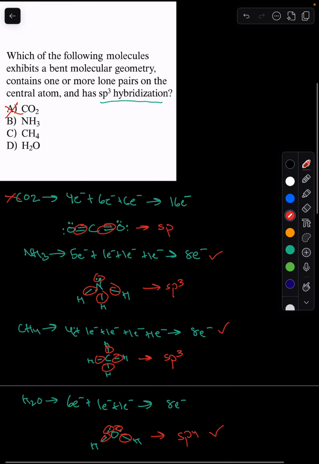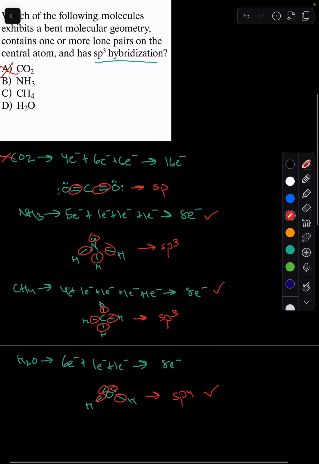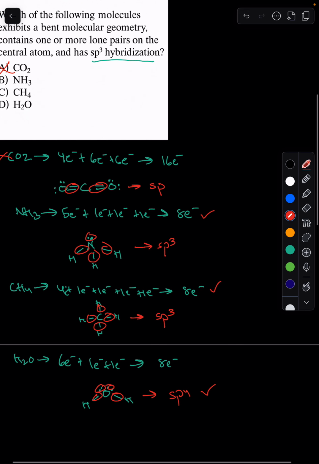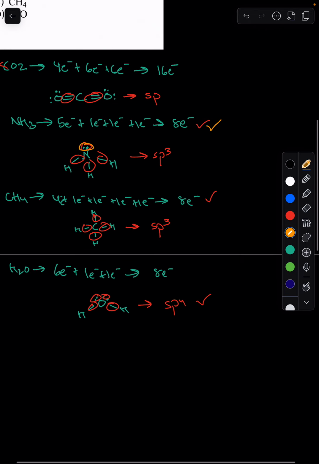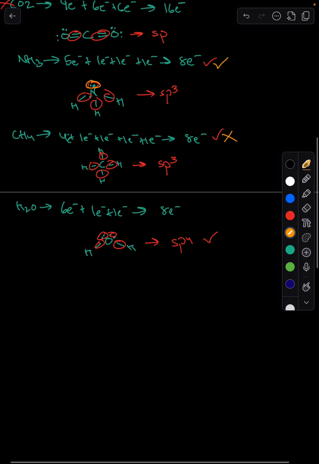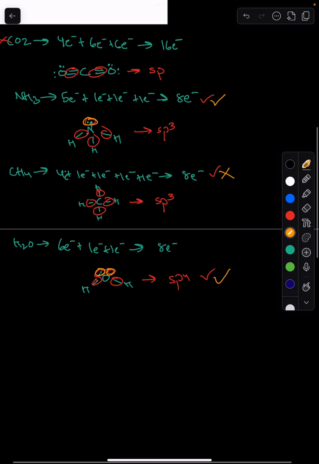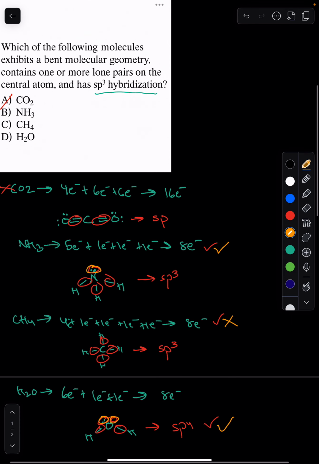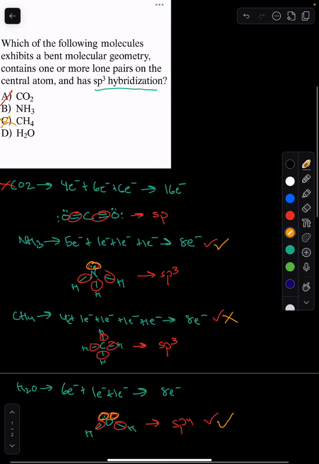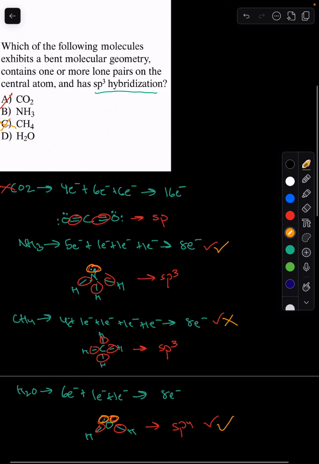So now let's look at lone pairs. It says 1 or more lone pairs. Nitrogen has 1 lone pair here, so it could be NH3. CH4, or methane, has no lone pairs, so it cannot be CH4. And water has 2, so it could also be water. So now we know it's not methane. It's either between NH3 and H2O when it comes to a bent molecular geometry.